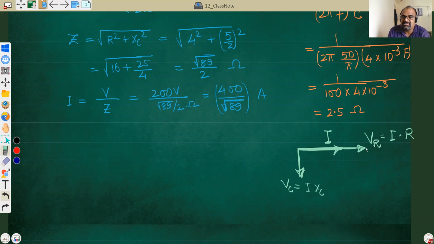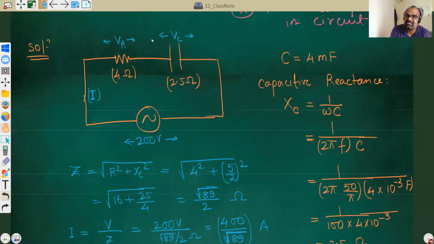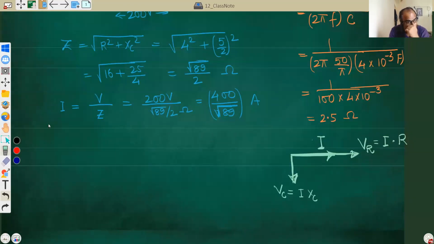Now, if this voltage and this voltage are added, we should get this voltage. If we add these two voltages, we will get the source voltage. So this is the source voltage. We can write it simply as capital V, or if you want to be more specific, you can write source in the subscript. Now this is the angle, which is the phase difference between the current and the source voltage. That angle is phi.